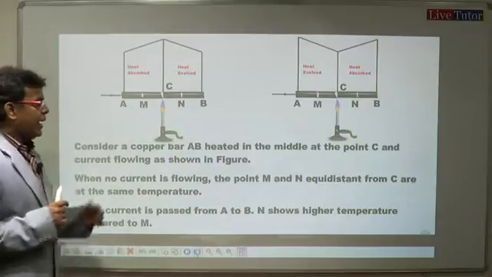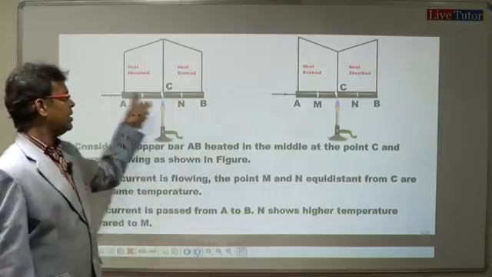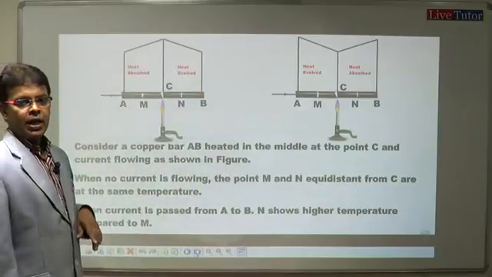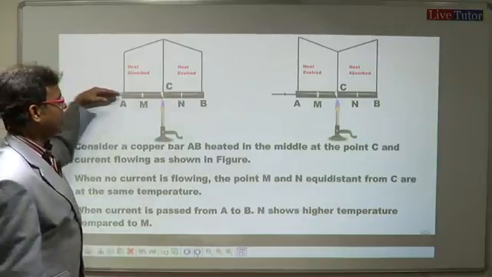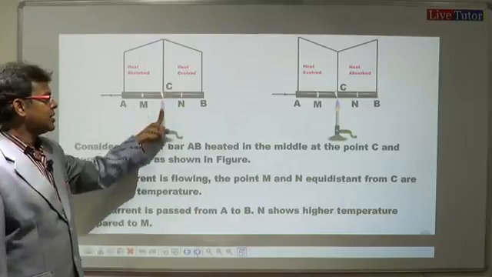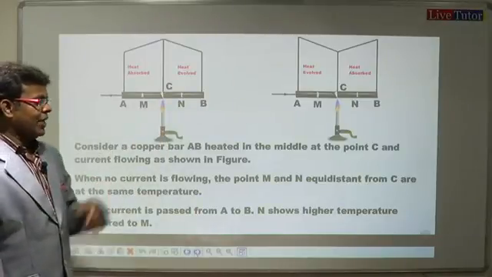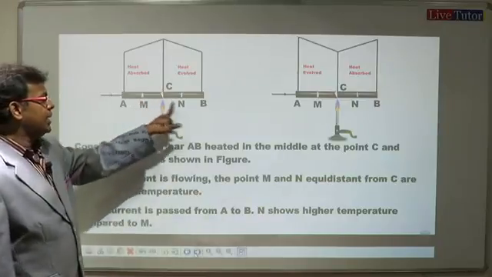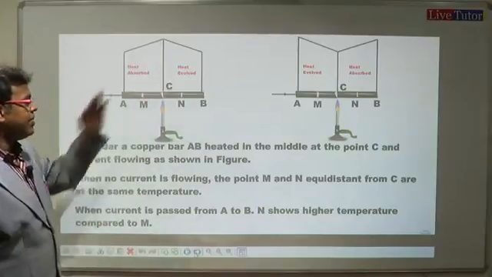Okay? And now this bar AB is heated in the middle of the bar. We call it as C for example. Right? And the current is flowing like this from A to B. In the A and B வழியா current போகுது. We are heating this conductor at C. Okay? Now when no current is flowing, the points M and N, equidistant from C, are at the same temperature.